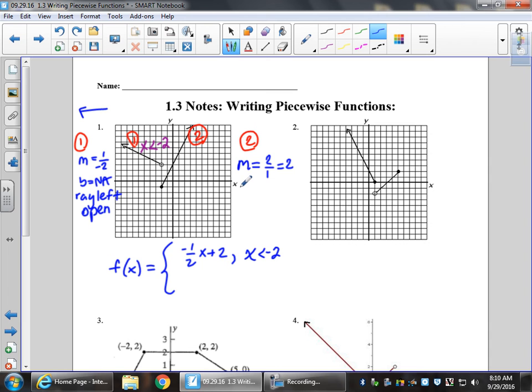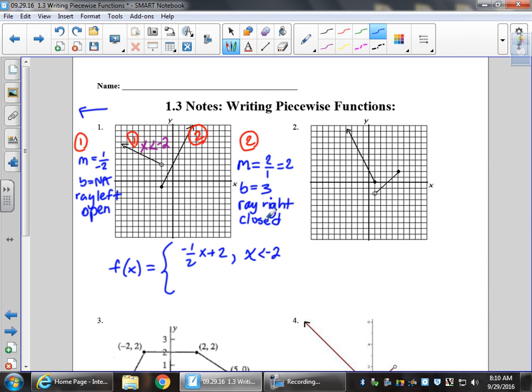Do I have a y-intercept here? Yeah, that's nice. Where's my y-intercept? 3. Ray or segment? Ray. Ray left or right? Ray right. Open or closed? Closed. So straight from this information, I think we're actually good to go.